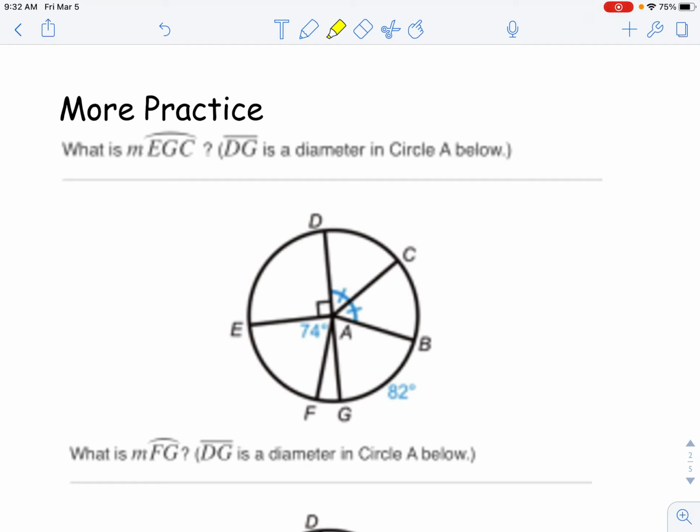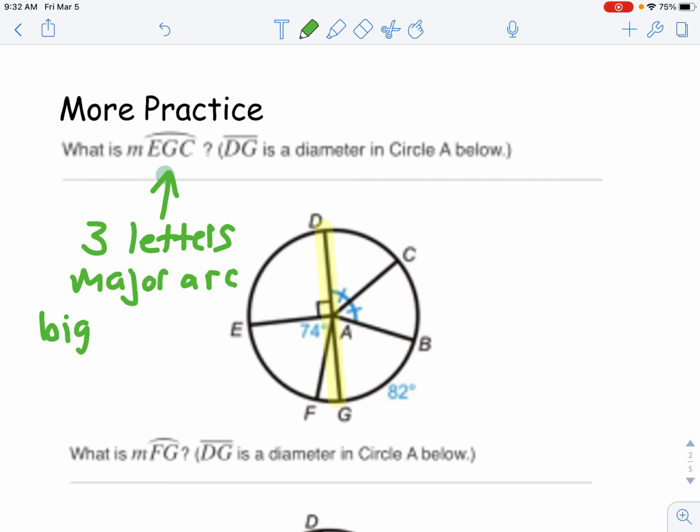So we've got to find the measure of arc EGC, and it's also telling us that DG is a diameter, which is probably going to help us in some shape or form. With three letters, we know it's a major arc, so it's bigger than 180 degrees. Furthermore, for EGC, we start at E, go to G, end at C. Remember, it tells the path of which way you should go.